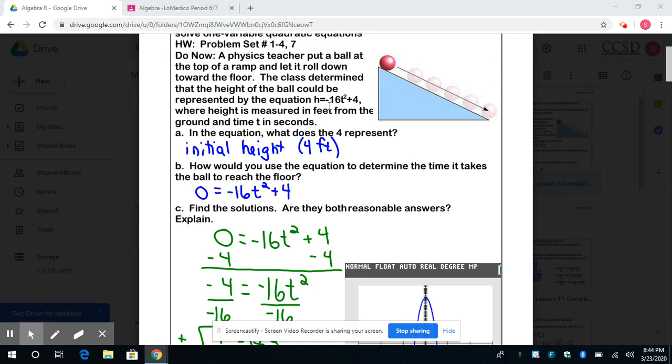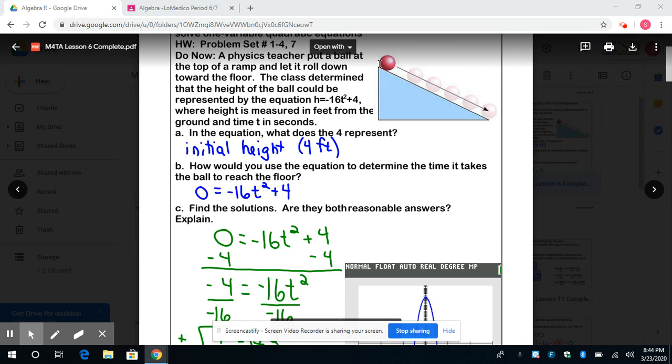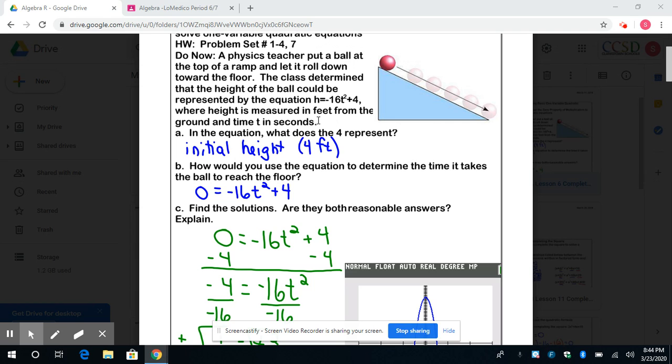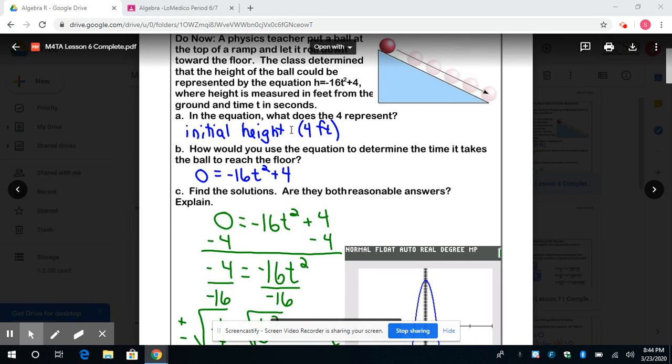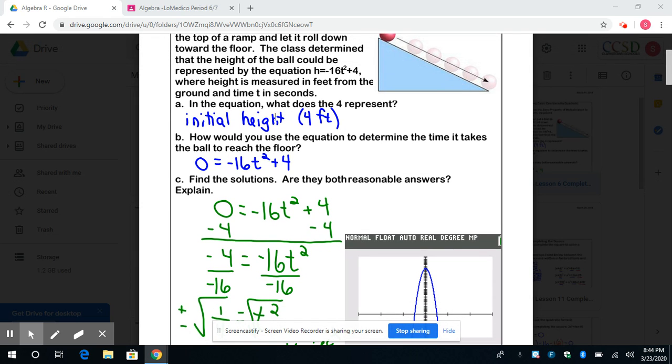What would you think the negative 16 would mean? Well, the ball is going down, so we know we have a negative rate, and it's being multiplied by that time squared, okay? So in that equation, the 4 is the initial height.